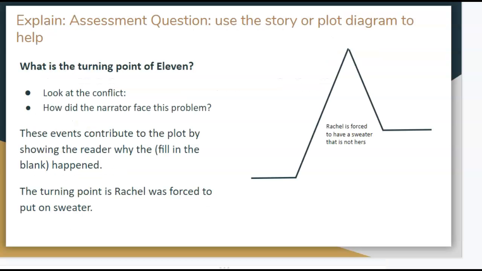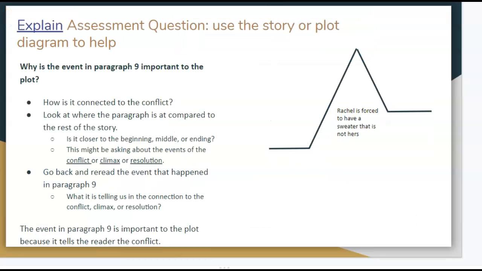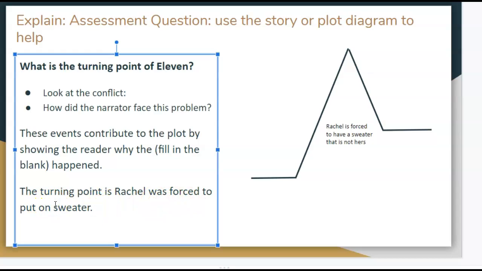And so when we go look back at our plot diagram, her choice pretty much was to wear the sweater or get in trouble by Mrs. Price. So what I'm going to write on my answer choice is Rachel was forced to put on the sweater. Okay, so that's the turning point.